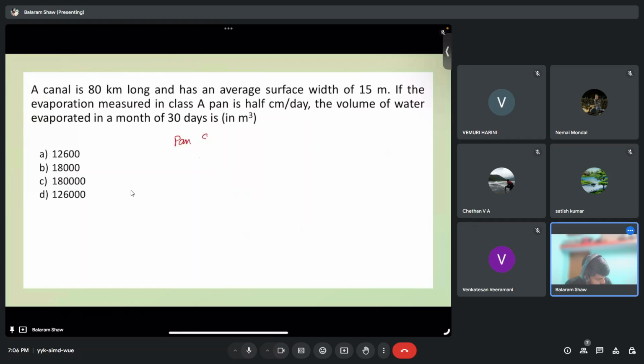1,26,000. 1 lakh. No, you're saying that the evaporation loss is more than the total volume. No, I'm saying the total volume of the water that has been evaporated is 1,26,000 meter cube. Oh, okay. Yeah, okay, it is on 12,000. Okay, it's right. So we'll move to the next question.